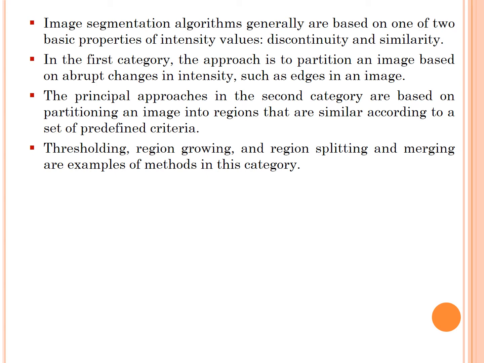Image segmentation algorithms generally are based on one of two basic properties of intensity values, that is, discontinuity and similarity. In the first category, the approach is to partition an image based on abrupt changes in intensity, such as edges in an image. The principal approaches in the second category are based on partitioning an image into regions that are similar according to a set of predefined criteria. Thresholding, region growing, and region splitting and merging are examples of methods in this category.